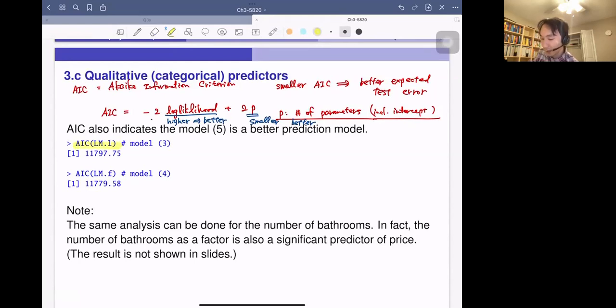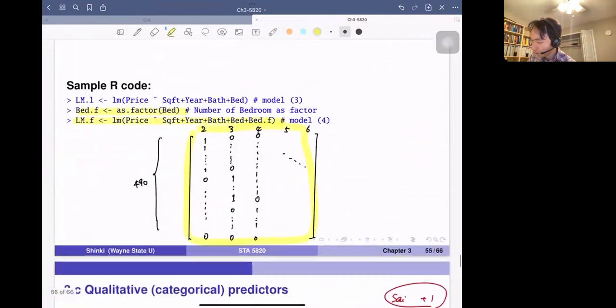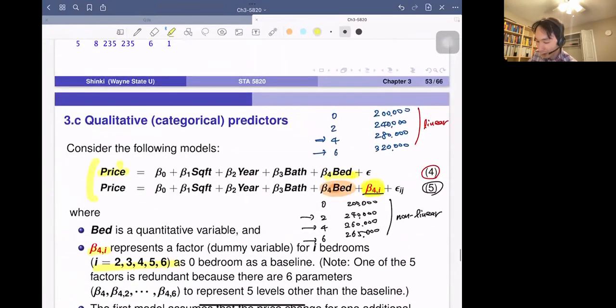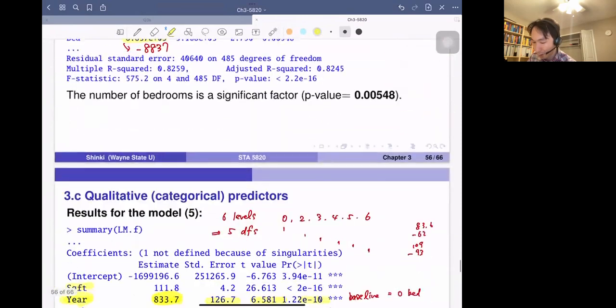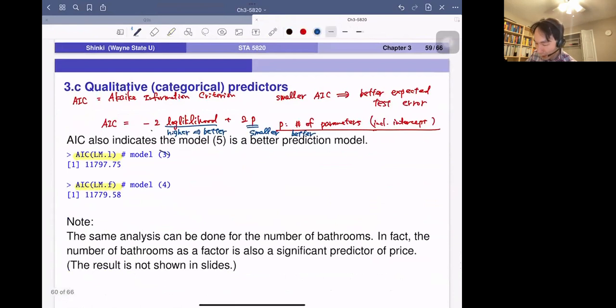But the AIC of a linear model can be calculated for the two models, model 4 and model 5. So I think these are typos. So model 4 and model 5. Remember that model 4 has just the quantitative variables. So the number of parameters are year, square footage, bathroom, bedroom, and intercept. So 5 maybe.